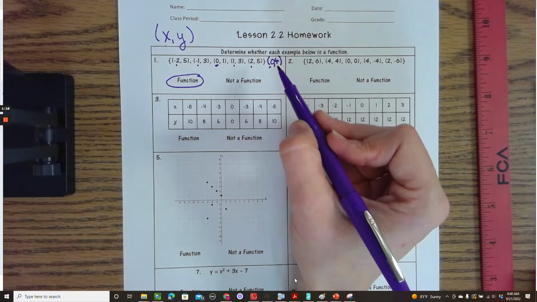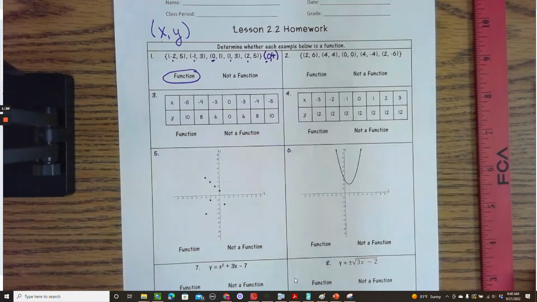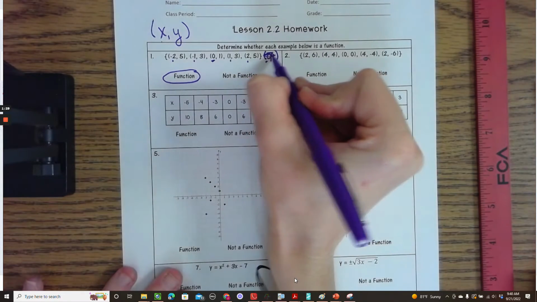So look for the x's repeating. If you see an x value that repeats, check to see if the y's are the same. If they're the same, you're good. If they're not, it's not a function. So let's mark that one out.